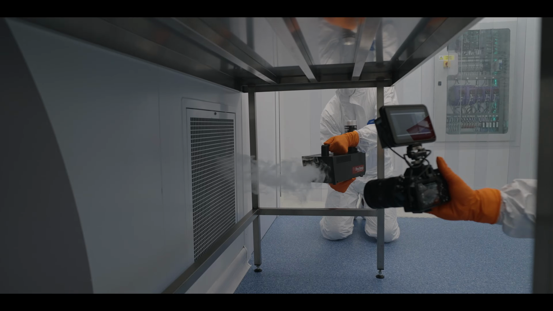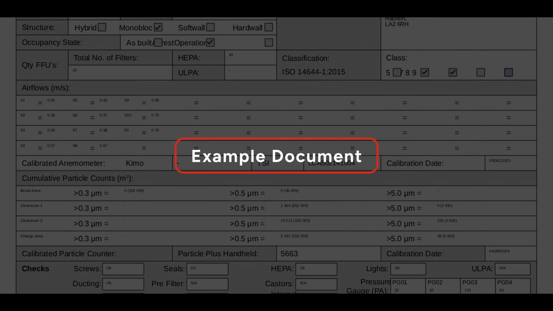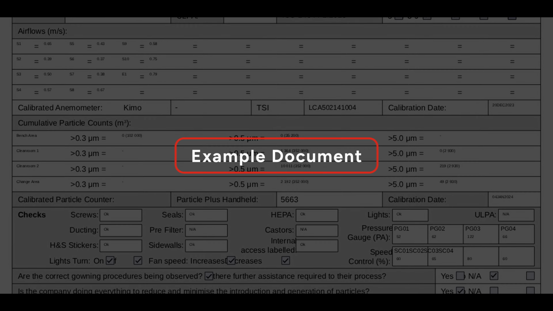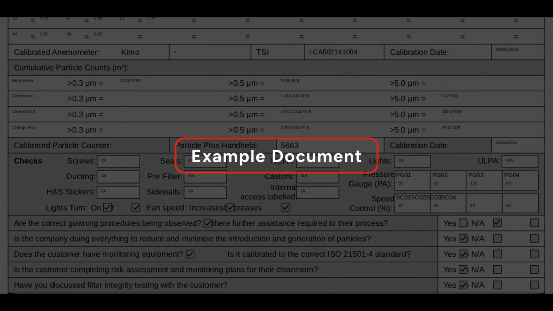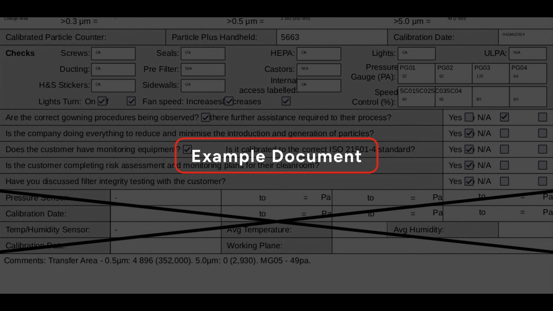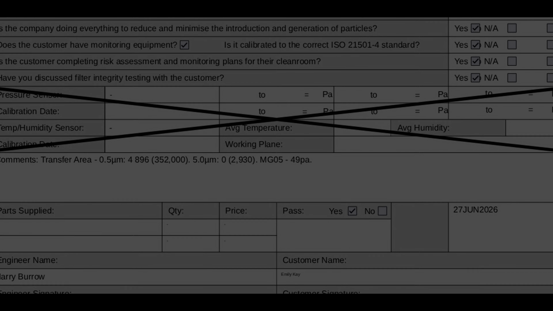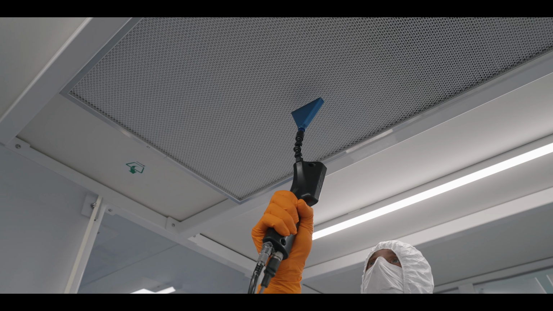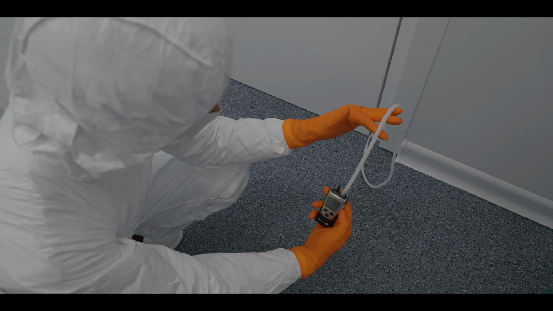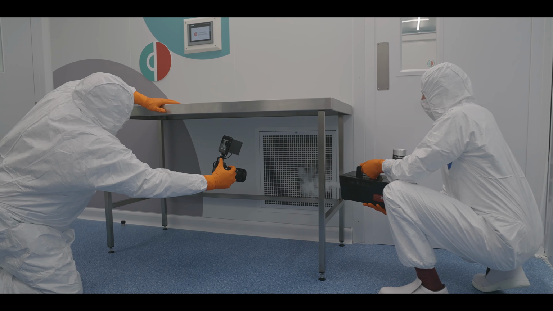Following the validation tests, you'll be presented with documentation that evidences your cleanroom meets regulatory requirements. Ultimately, a cleanroom validation verifies that your cleanroom's design, installation, operation and performance are suitable for its intended use, especially in sensitive controlled environments. In essence, cleanroom validation documentation is a critical asset that requires careful management to ensure compliance, maintain quality and support ongoing operations.